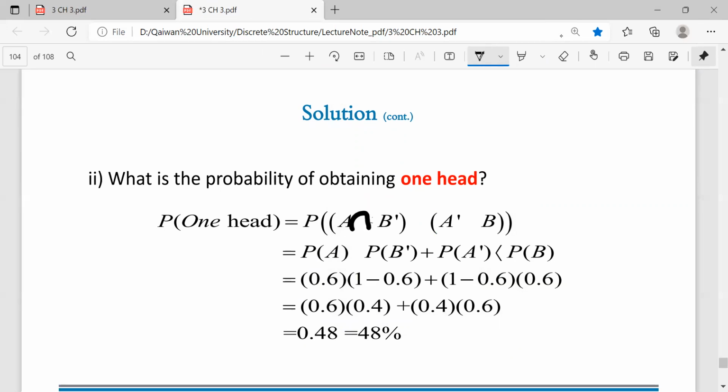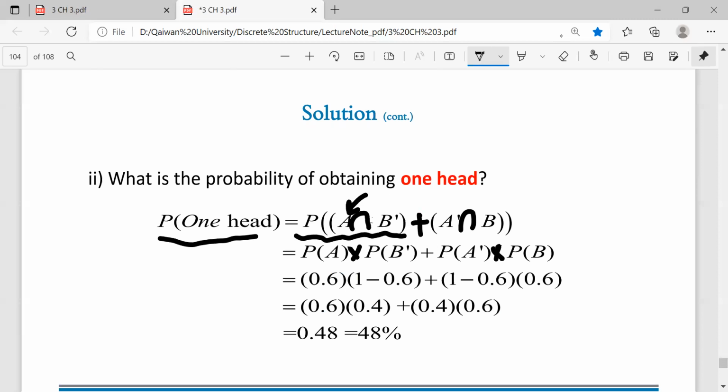This is intersection, and this is plus. This is multiplying. That's one. Here we say probability of one head. It's either the first one is head and the second is tail, or the second is head and the first is tail. We say probability of A intersection B complement. That means the first one is head, and we do not want B to be head for the second time.